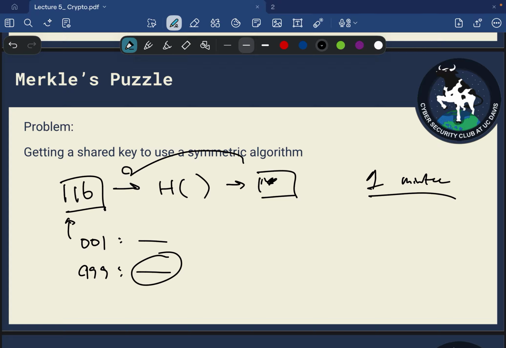So that was Merkle's original idea. Obviously infeasible, because it requires both a lot of time to solve and also a huge amount of data that's transmitted that's basically useless because you're only choosing one of these puzzles to solve and everything else is junk. So that's the first idea of how we get a shared key.